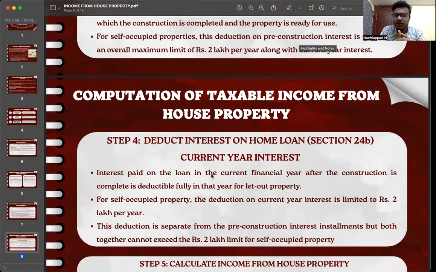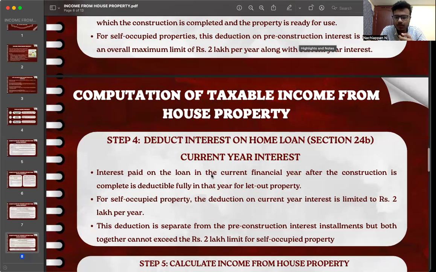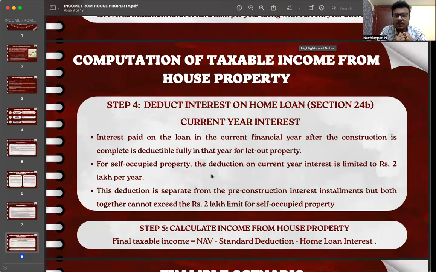Now let's talk about current year interest. Interest paid in the financial year after the construction, or in the financial year where construction is completed, is fully deductible if the property is lent out for rent. Again, like I mentioned before, for self-occupied properties, the sum of current year interest plus pre-construction interest should not exceed 2 lakhs per annum. And then finally, the last step is subtracting the standard deduction and interest on home loan from the net annual value. The resulting value is your taxable income or loss that you have gained.